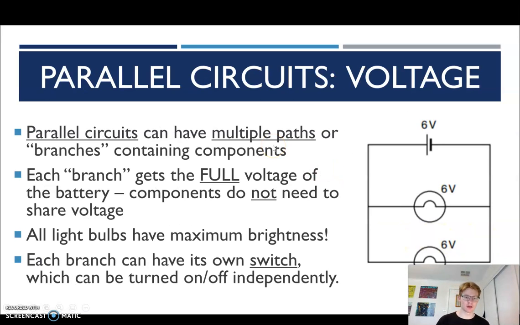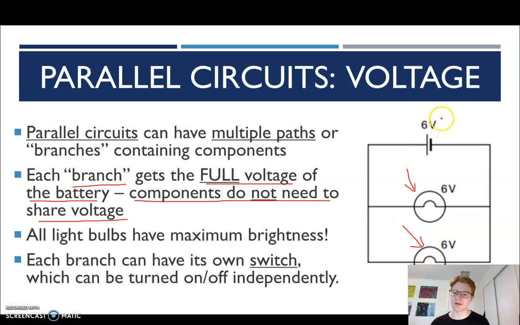Parallel circuits. So in a parallel circuit, you have multiple branches. Here's the key difference between series and parallel circuits. Each branch gets the full voltage from the battery. The components do not need to share the voltage. So you'll see before when we had 2 light globes, each light globe had to get half the voltage. Now, both of these light globes are getting 6 volts, the same amount that the battery is giving.